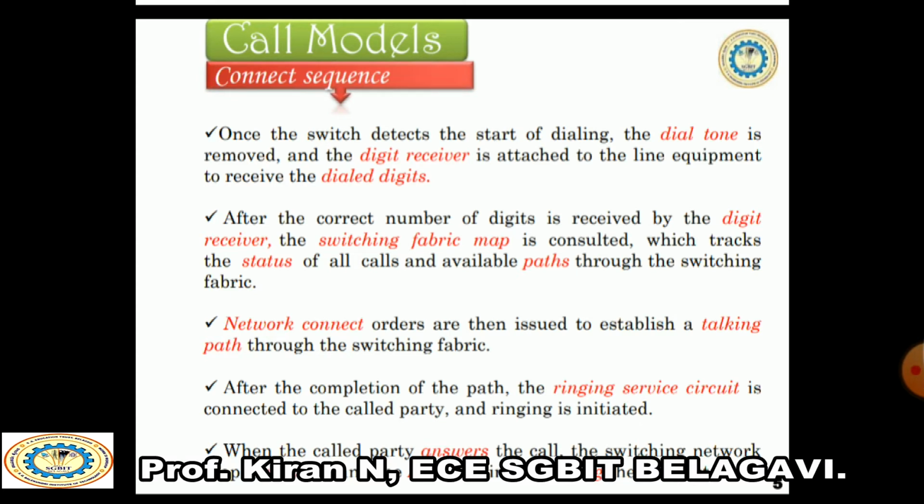Now after completion of all this path and connectivity activities, the ringing service circuit is connected to call the party and the ringing is initiated. The subscriber on the other side will start receiving the call and he starts speaking. The moment he receives the call, subscriber A gets connected with subscriber B and can talk with him.